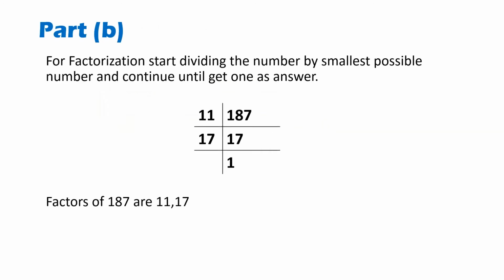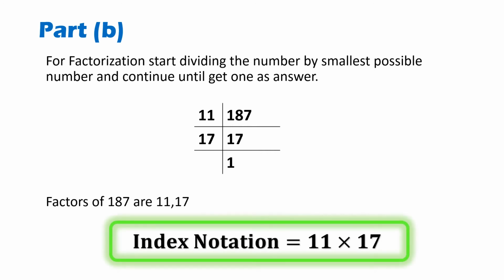Part B, for factorization, start dividing the number by the smallest possible number and continue until you get 1 as the answer, as shown in the prime factorization method below. So the factors of 187 are 11 and 17, which can be written in index notation as 11 multiplied by 17.